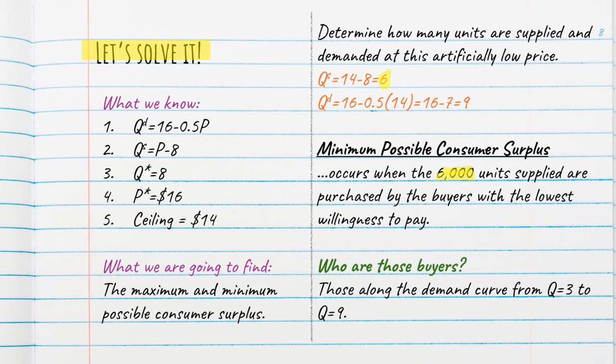How did I figure this out? I know there are 9 units demanded at this artificially low price, and the demander of the 9th unit, or 9,000th unit, is the one with the lowest possible willingness to pay. So to find the 6,000 buyers with the lowest willingness to pay, I just take 9 and move over to the left by 6. 9 minus 6 is 3, and that's where I'm getting this range from 3 to 9.